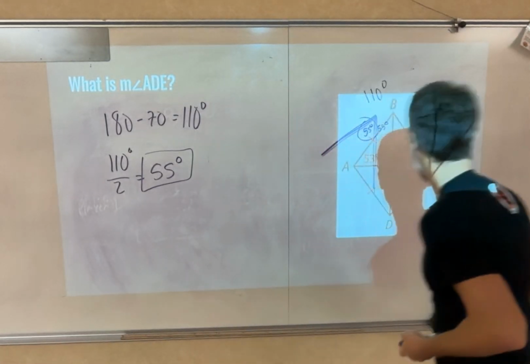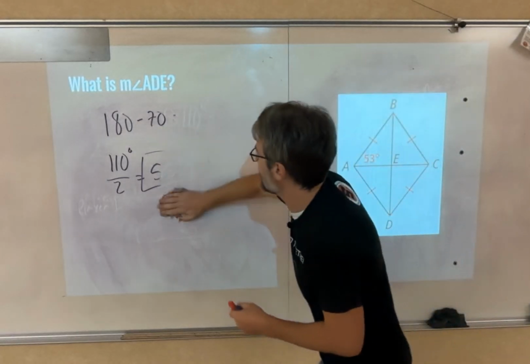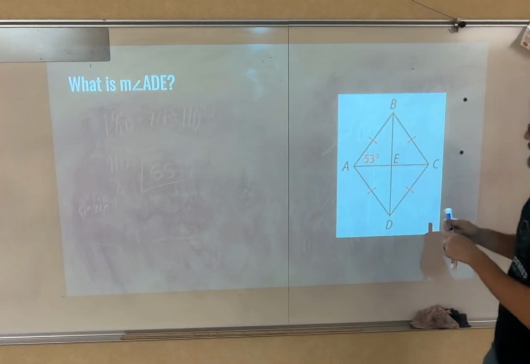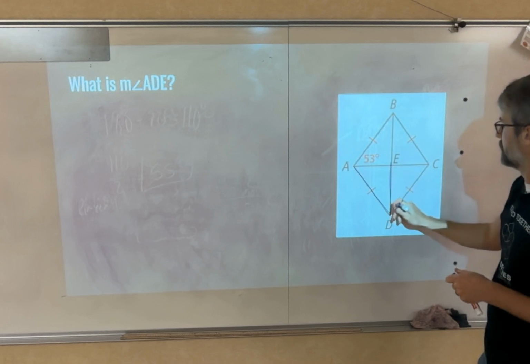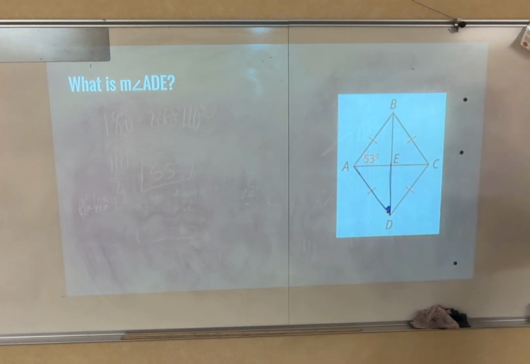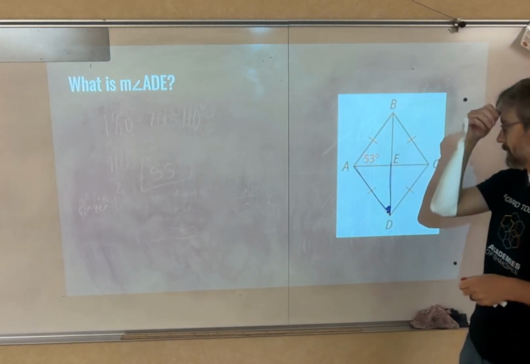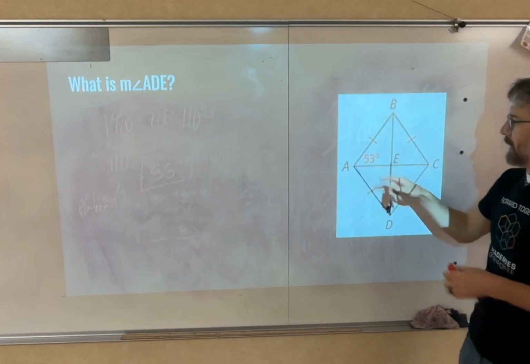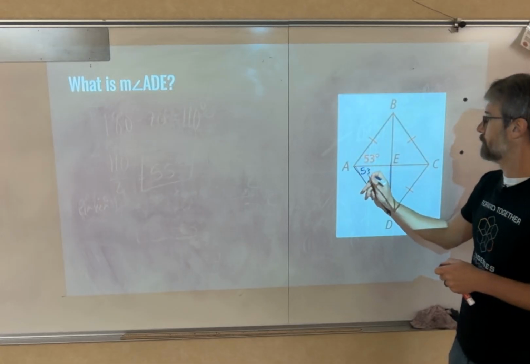All right, another one. Now we want the measure of angle ADE in our rhombus. All right, so ADE is right here. So I want this corner. Okay, so first off, I've got this 53-degree angle. There's a couple of different ways I could do this. Angle A is bisected, so that means the other side of it is also 53 degrees.